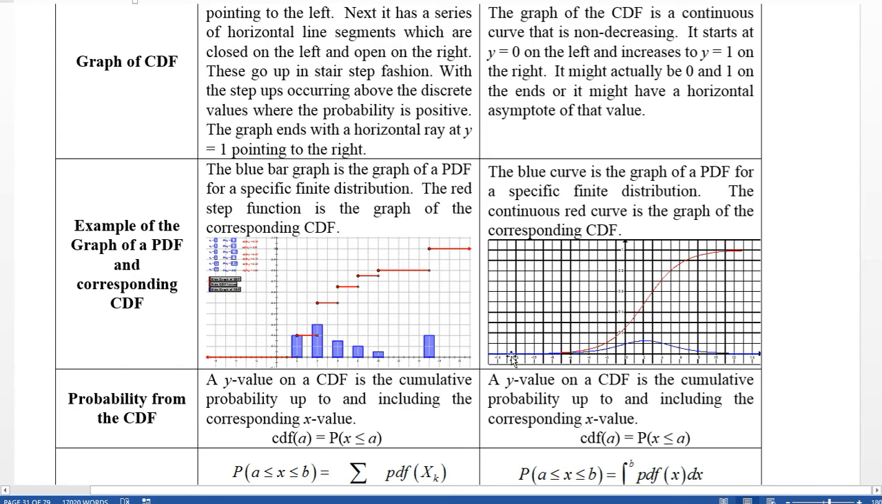Now look at the characteristics that we talked about. The PDF is on or above the x-axis everywhere, and that total area underneath there is 1. So these things are actually pretty small in the big scheme of things. That whole area is just one unit, one square unit. Now that's the PDF, the blue one.